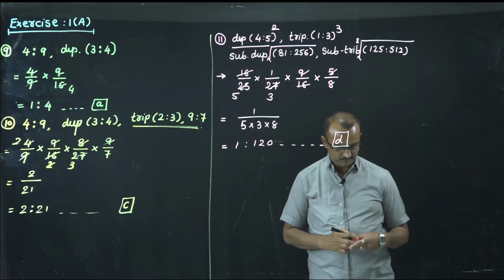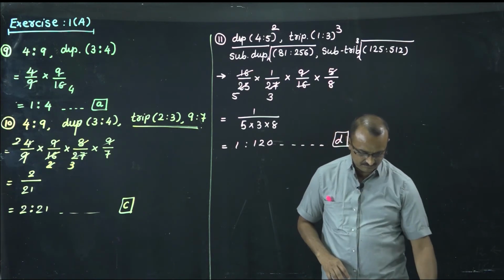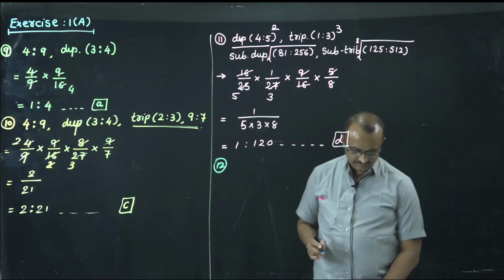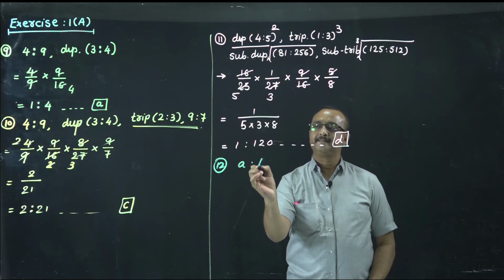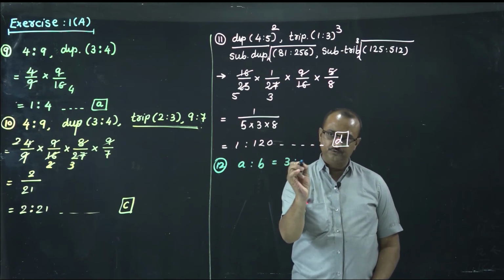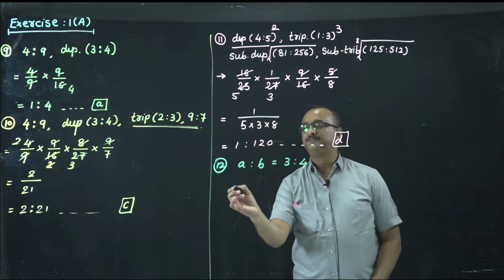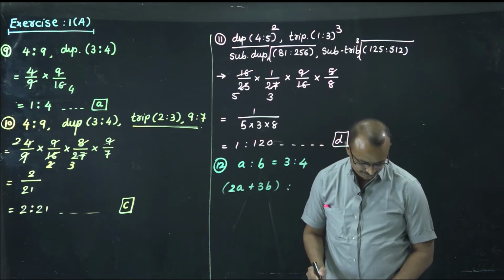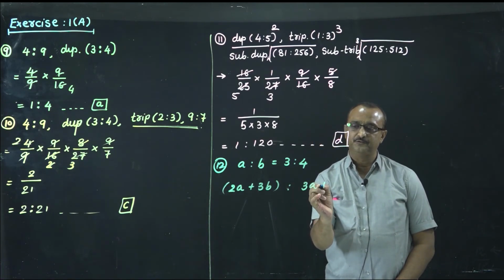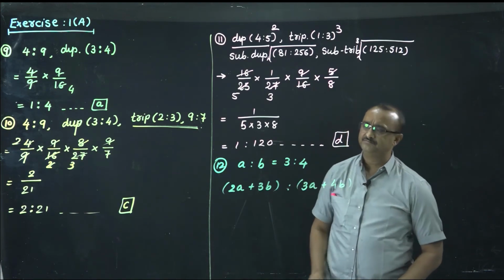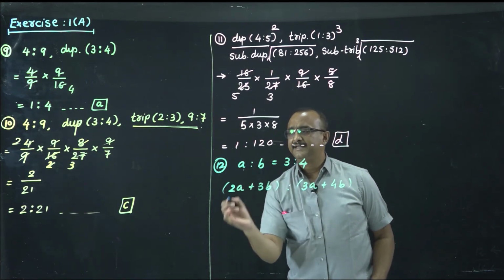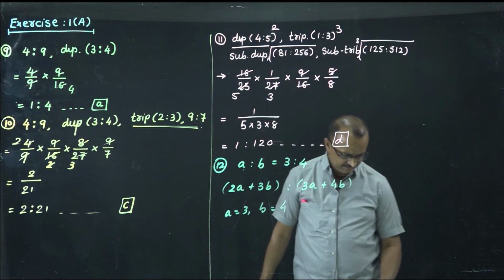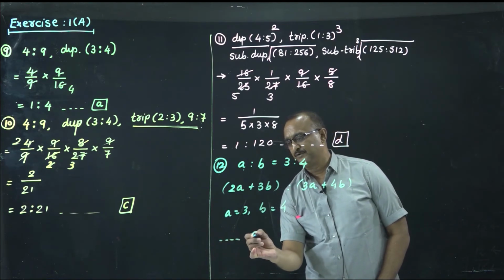Now question number 12. If A is to B equals 3 is to 4, find the value of 2A plus 3B is to 3A plus 4B. We are not solving this sum because you just have to put A equal to 3 and B equal to 4 in the above equation and the right answer is A. This is your homework.